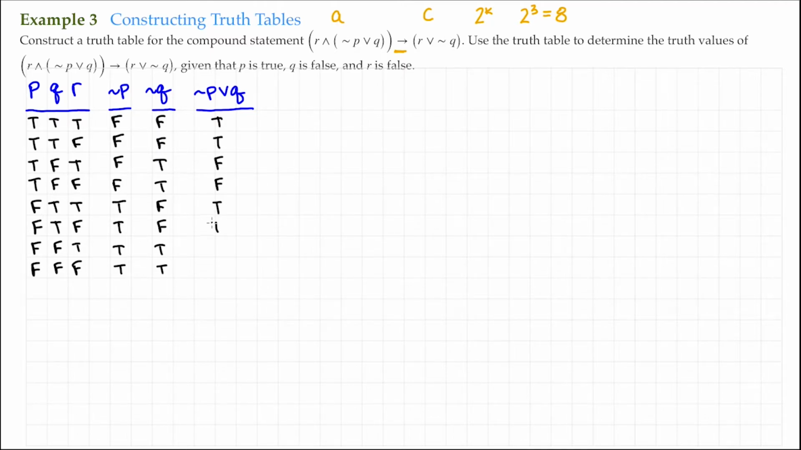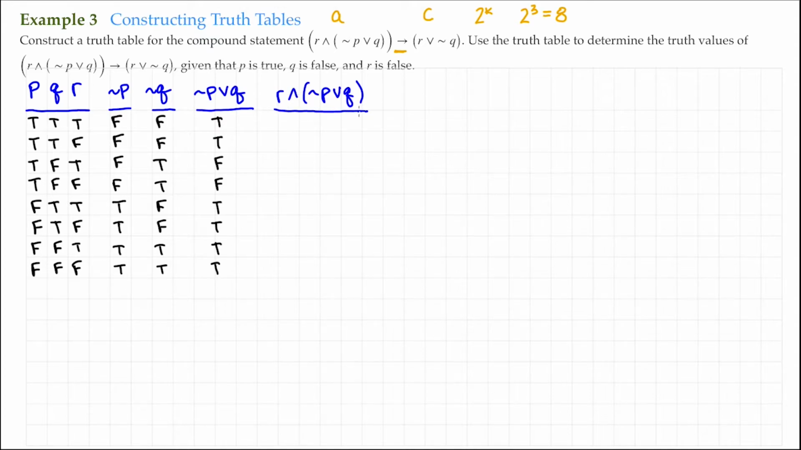And you can see where the graph paper helps in keeping everything organized. Nice and neat. Next, we're going to do inside the parentheses here. We're going to expand it. So this is going to be R and not P or Q. This winds up being a conjunction. This is an and.